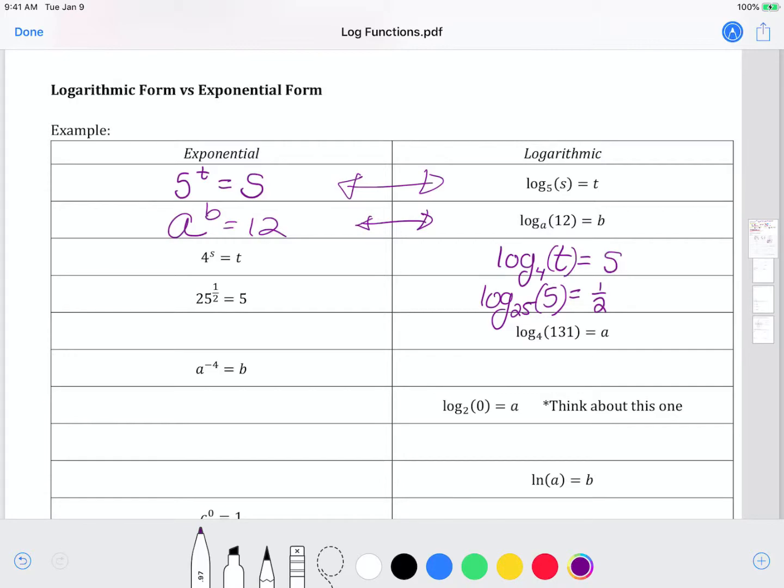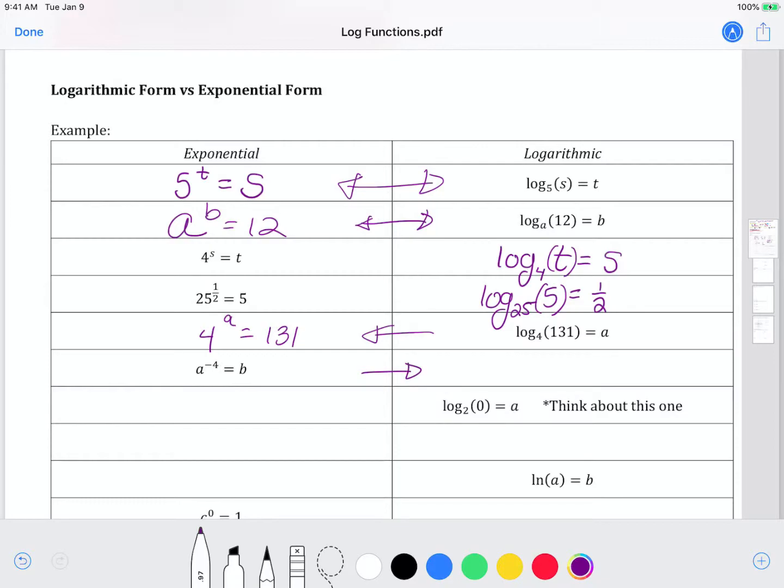Okay, next example is given in log form, and we need to put it in exponential form. So my base is 4. My exponent is a, because that's what log is equal to. And this is saying 4 to the a is equal to 131.